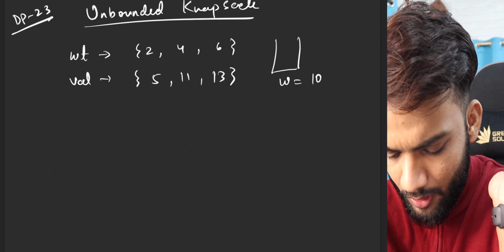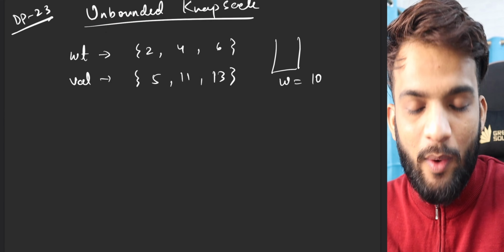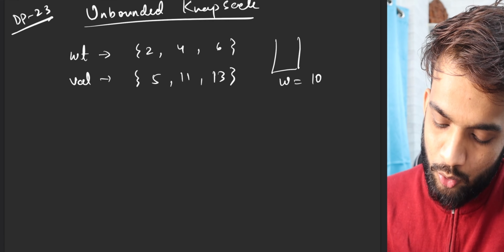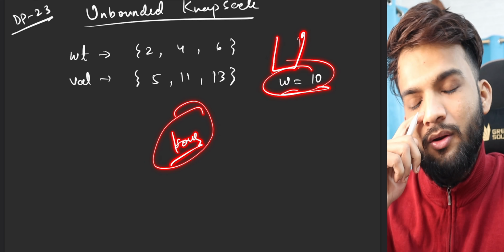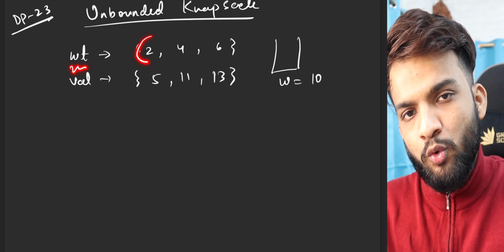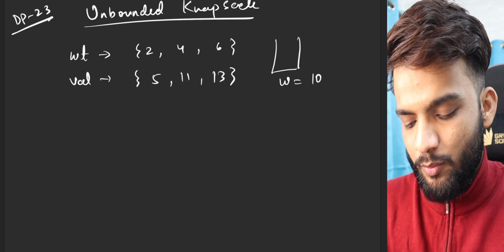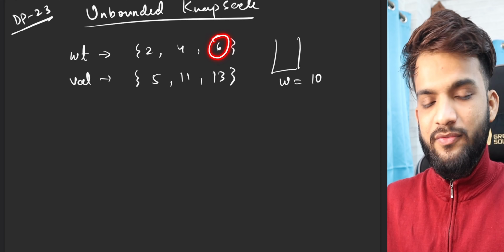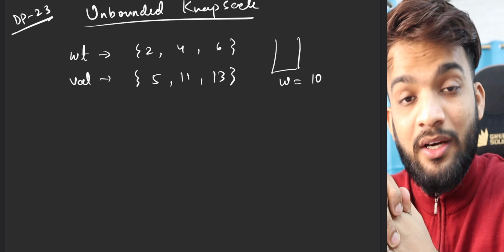Okay. So how is unbounded knapsack different from the 01 knapsack? Over here, there is a thief who goes into the house with a bag weight of 10. Okay. And there are items. The first item has a weight of 2, and if he steals that item, he gets a value 5. The second item has a weight of 4, and if he steals that, he gets a value 11. The third item has a weight of 6. If he steals that, he gets a value of 13.